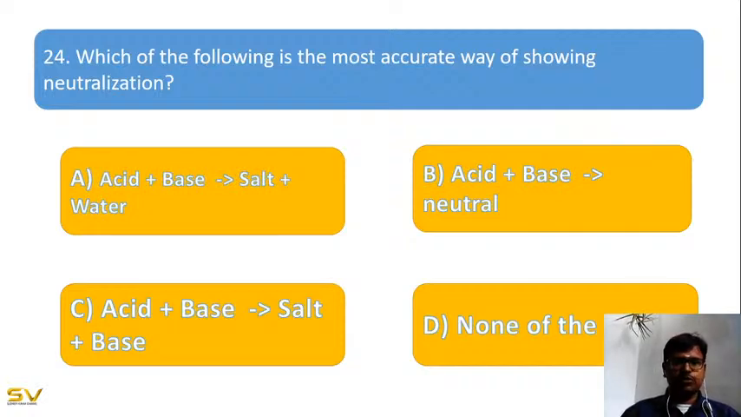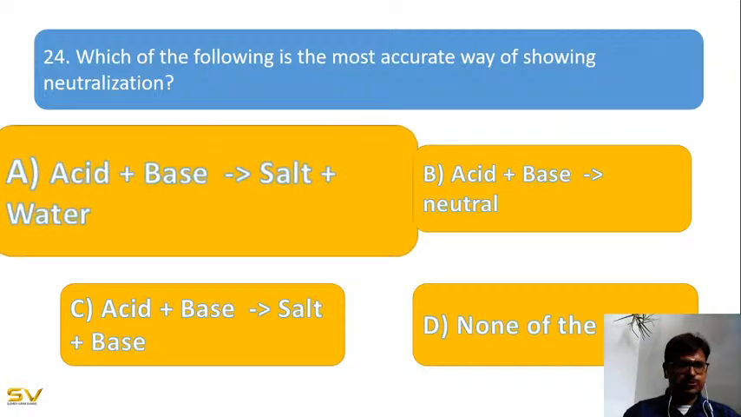Very good. The reaction of acid with base gives rise to salt and water. This process is neutralization only, but we need to represent it in the correct form. It will be acid plus base gives rise to salt plus water. So A is correct. Congratulations to those who answered correctly. Now coming to the last question.